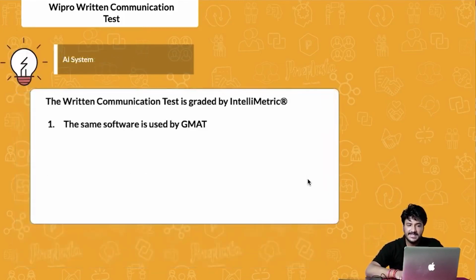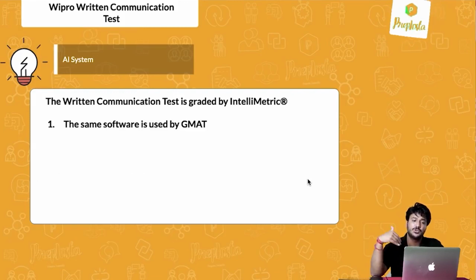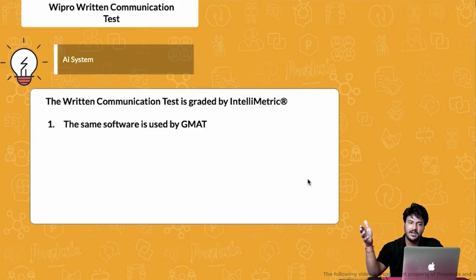The AI system is basically the exam, or the exam is outsourced to Intellimetric. Intellimetric is the same software which is used by GMAT. It's a very big company, and they use Intellimetric or similar software which grades the written communication test using the AI system that Intellimetric, which is a registered company, has developed.